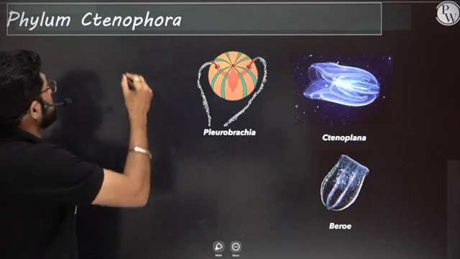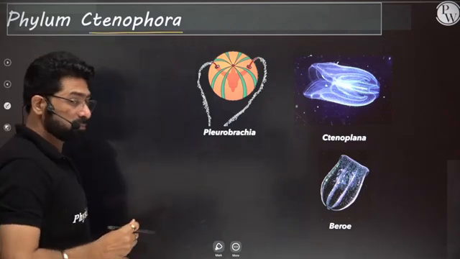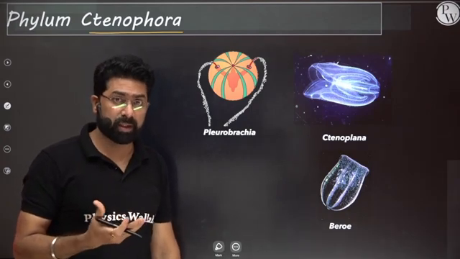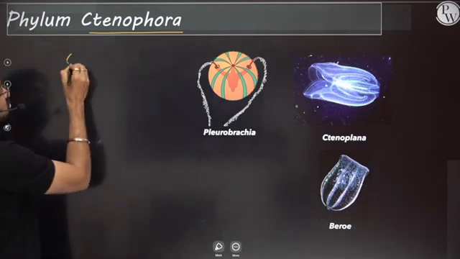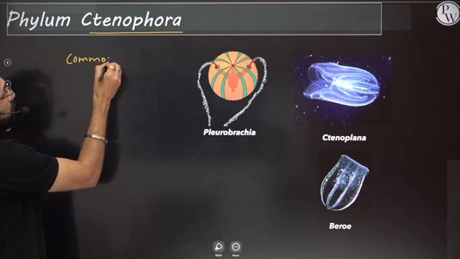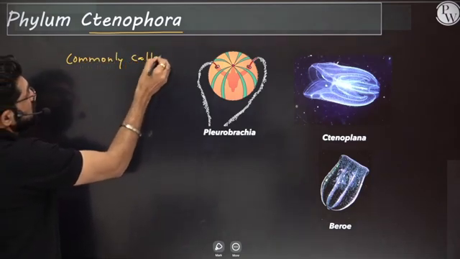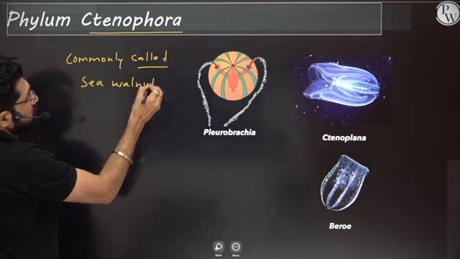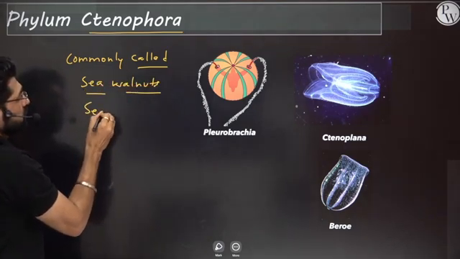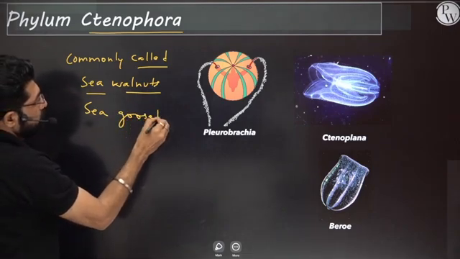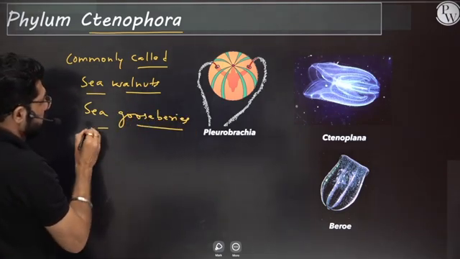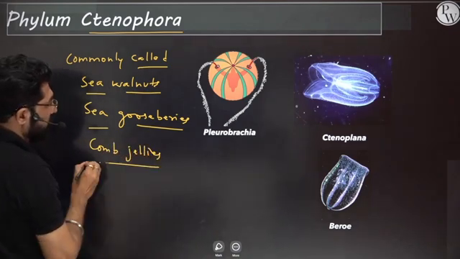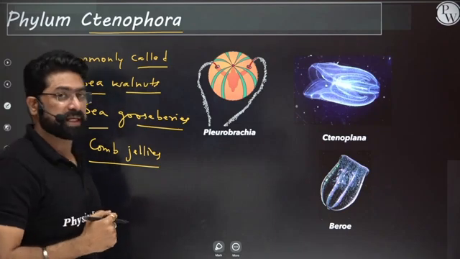Let's continue. The next phylum is Ctenophora. Now Ctenophora are characterized by bioluminescence. They are commonly called sea walnuts, sea gooseberries, and comb jellies, anything you can call. So they are commonly called sea gooseberries, sea walnuts, comb jellies.